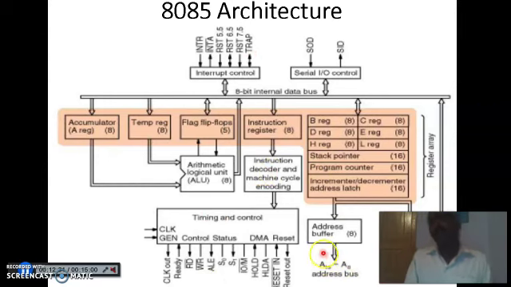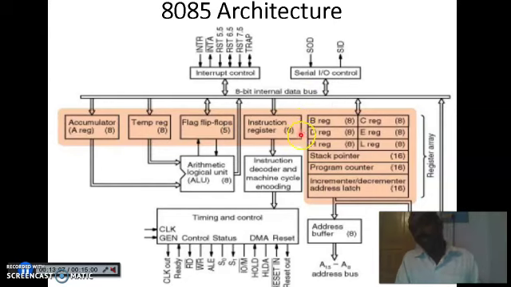Next, in the 8085 there are 3 types of buses. Bus means a group of conducting lines that carries data, address and control signals. Clear? Data bus means the data is carried between the processor and other components. This is the function of the data bus.